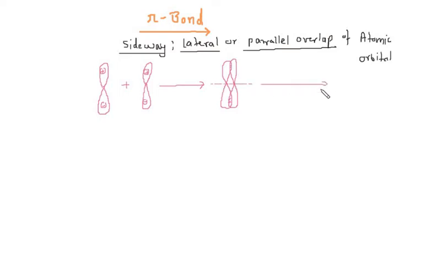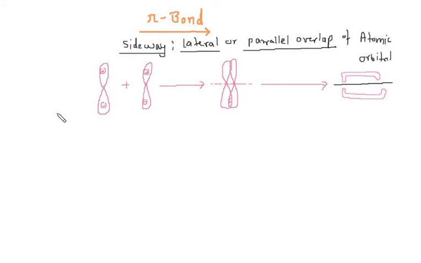So whenever a pi bond is being formed along the internuclear axis, the electron density gets distributed above and below the internuclear axis. Let me draw the diagram. It's very simple, somewhat like this, and the electron density will be like this. So it's above and below the internuclear axis. This is the electron density.